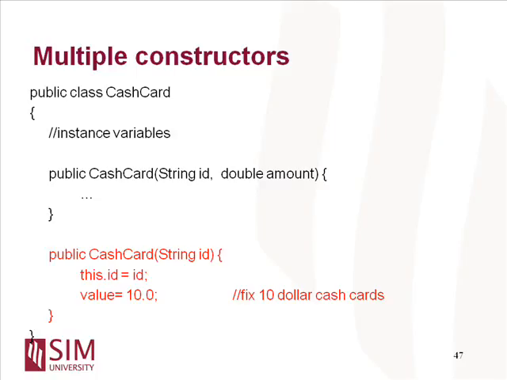Note that a class may have multiple constructors to cater for different ways of creating a new object. Here, instead of the original constructor that takes in two parameters, a new constructor is declared with only one parameter. It takes in ID and assigns it to the ID variable of the instantiated object. Then it assigns the value of 10 to the value variable, which means there is a fixed $10 that is initialized with every new cash card.